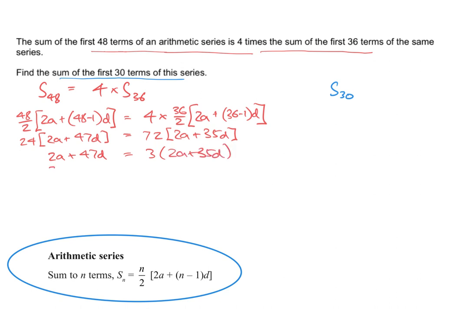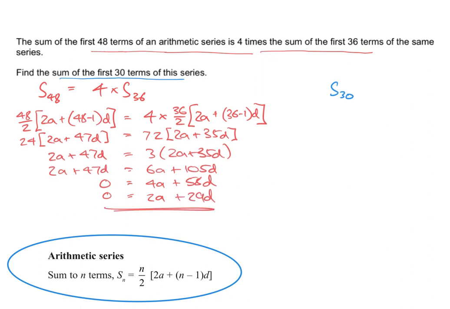Let's expand that bracket out. So I've got 2a plus 47d, leave that alone, equals 6a plus 105d. And let's tidy this up completely, make it equal to 0. Take 2a away from both sides, I've got 4a. Take 47d away from both sides, and that gives me 58d. And they're both even, so let's just divide by 2. So I've got 2a plus 29d. That looks pretty horrible, but let's just stop there.